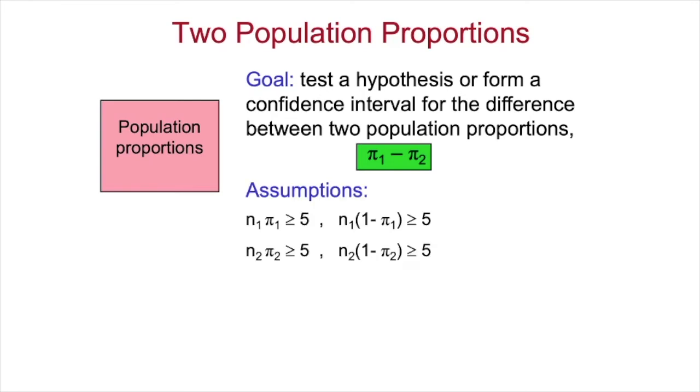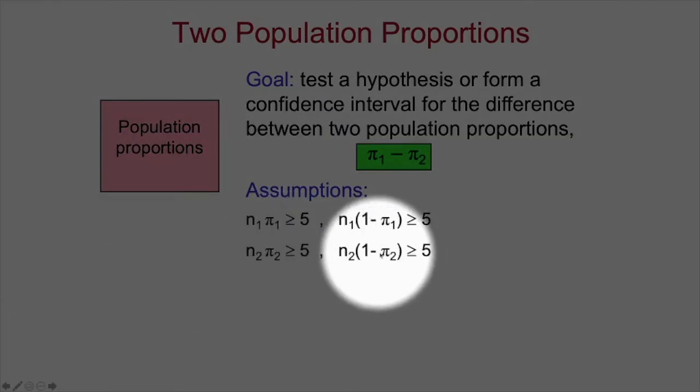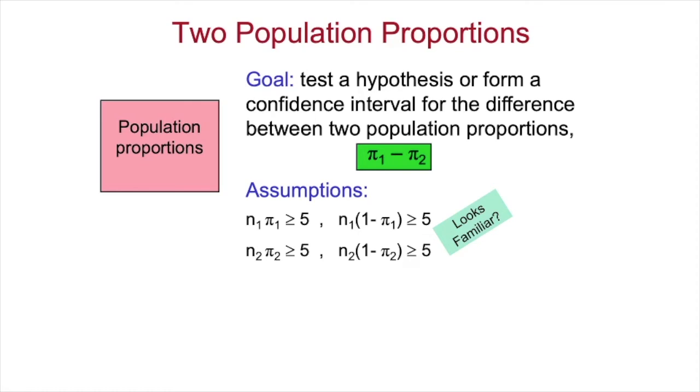There are some assumptions underlying these kinds of statistics, and we have a rule of thumb to check whether these assumptions hold or not, and that is n1 pi1 greater than 5, n1 times (1 minus pi1) greater than 5, and the same for n2 pi2 and n2 times (1 minus pi2). This should look quite familiar. It is the same check that we used to do with just one sample and one proportion.